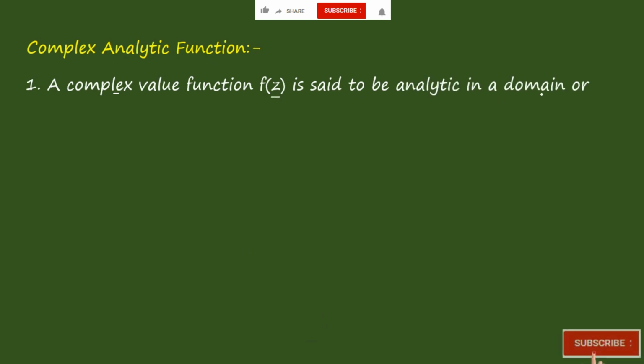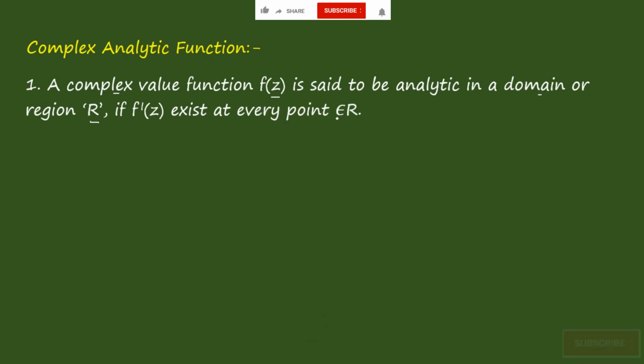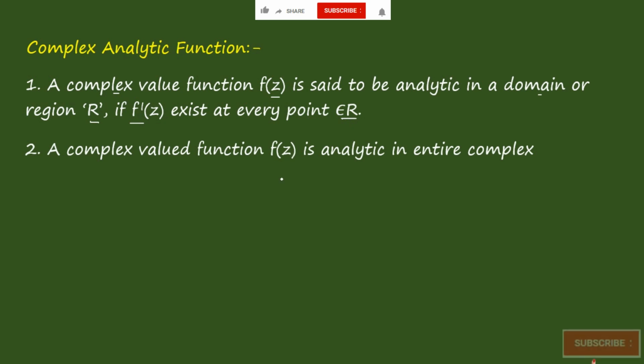I'm going to tell you the important definitions and important points of a complex analytic function. Okay, the first one is that a complex valued function f of z is said to be analytic in a domain or in a region R if f dash of z exists at every point of R. Okay, f dash of z should exist at every point of R, then it is known as an analytic function. One more point you have to remember: if a complex valued function f of z is analytic in the entire complex plane, then it is called an entire function.